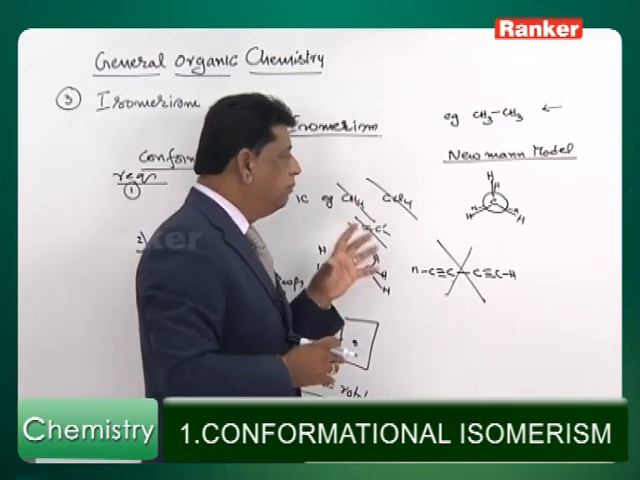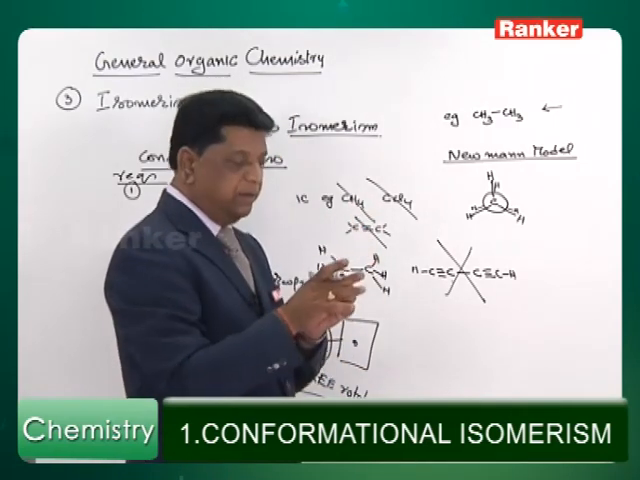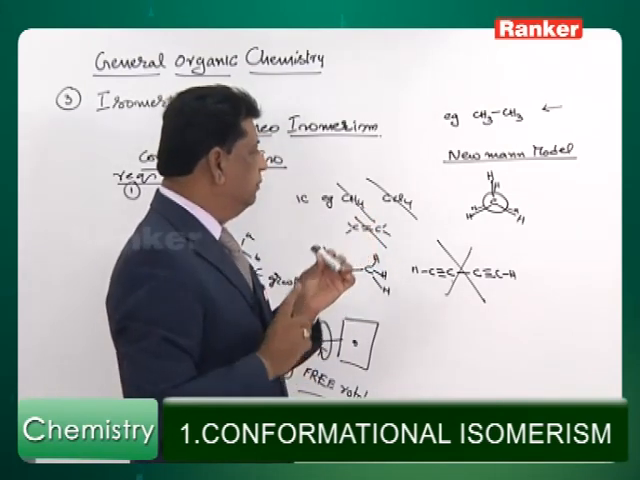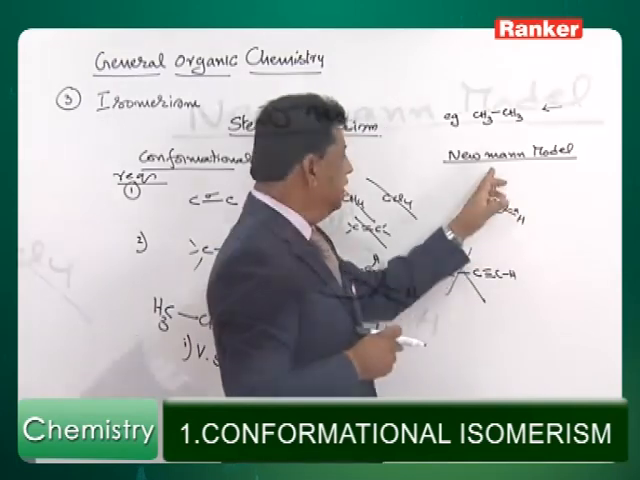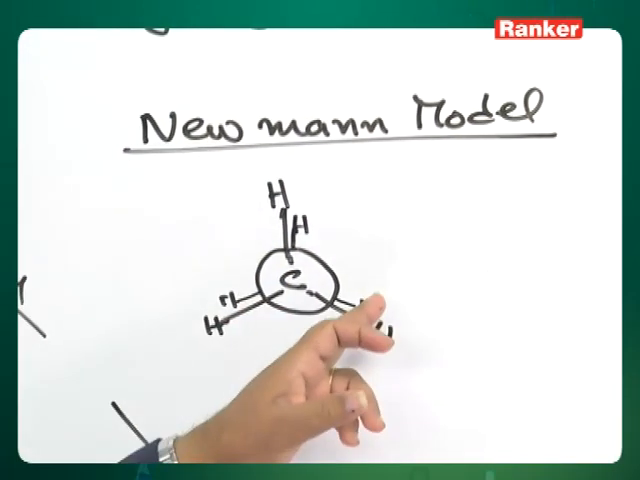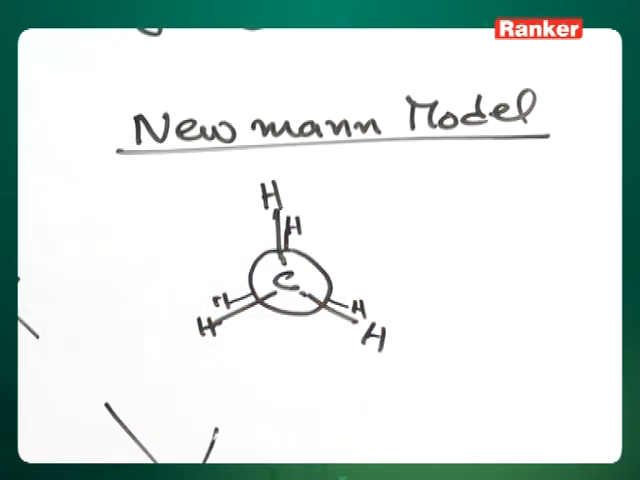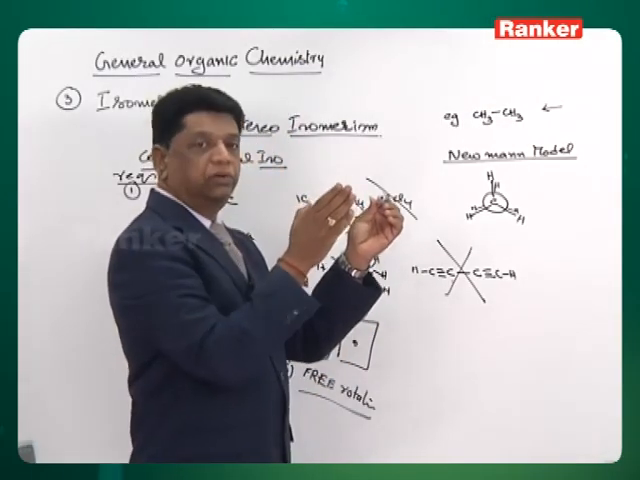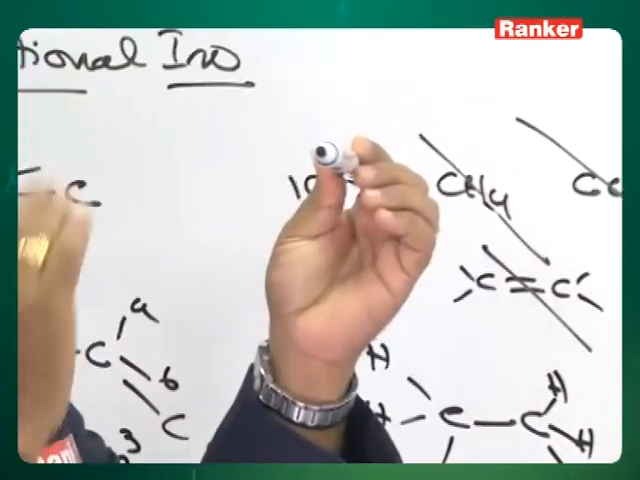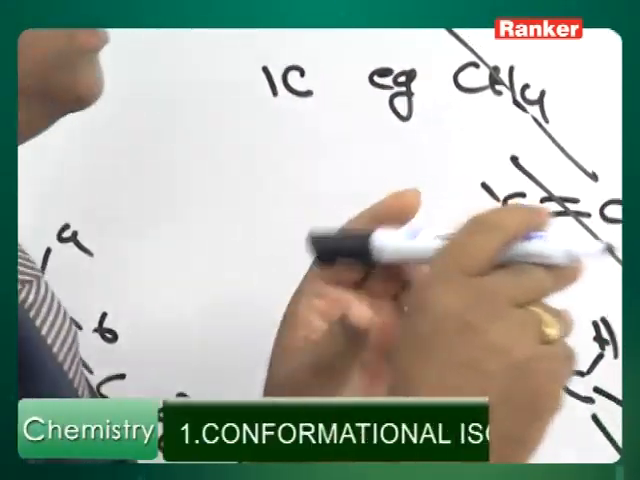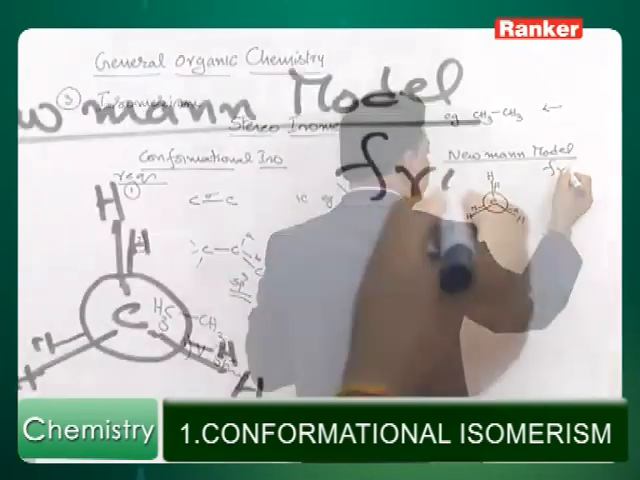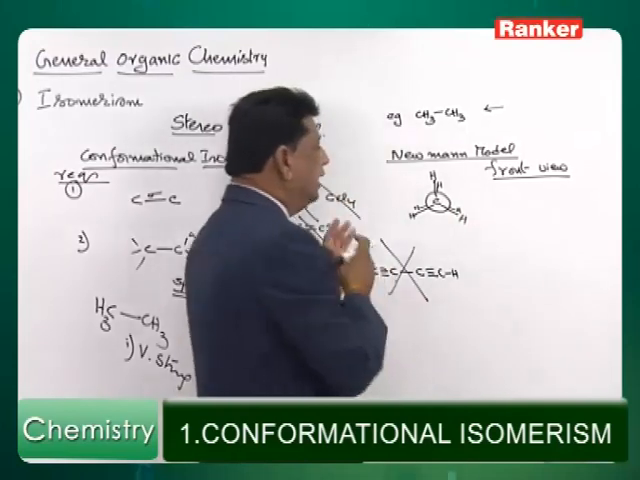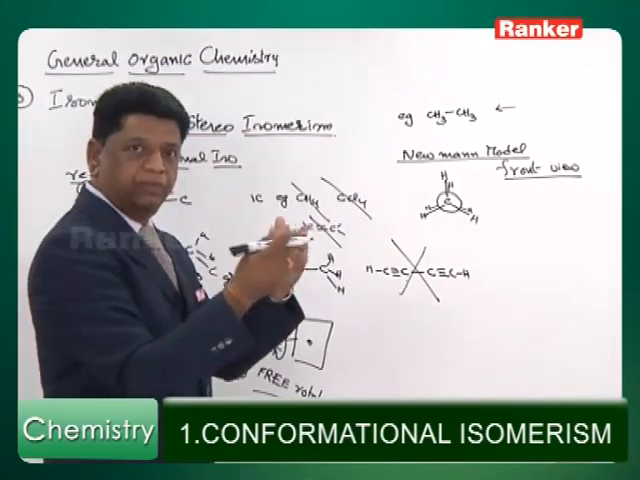So how many carbons are visible now? Only 1, because the first carbon is visible, and the second carbon is behind the first carbon. So 3 hydrogens are attached to the first carbon, and another set of 3 hydrogens are attached to the second carbon. This is just like a horse coming towards you, and you are looking from the front side. So this Newman model itself is called front view. Imagine there is a horse coming towards you, and you are looking from the front view.